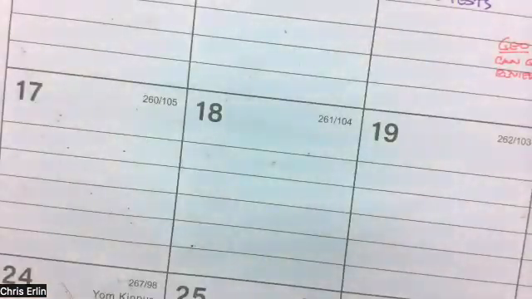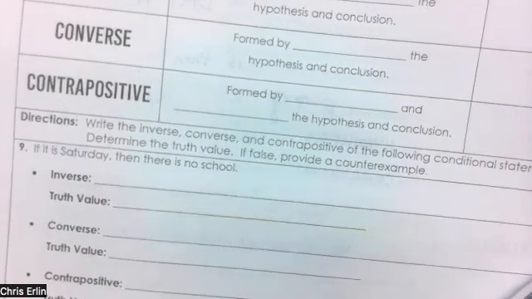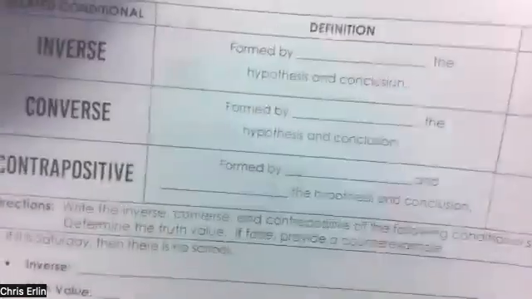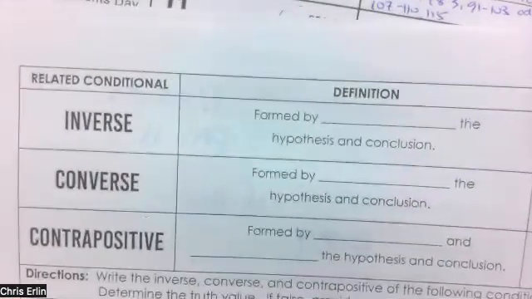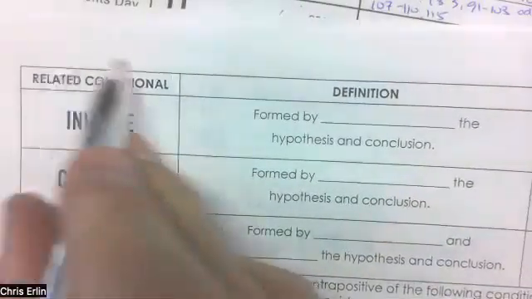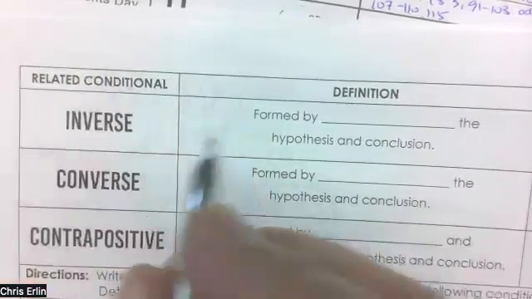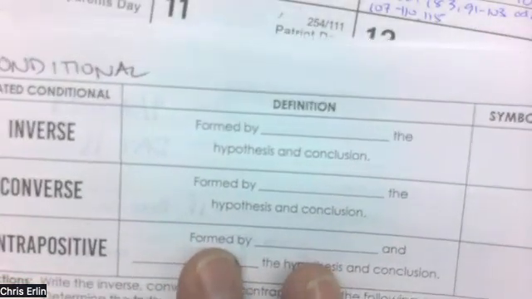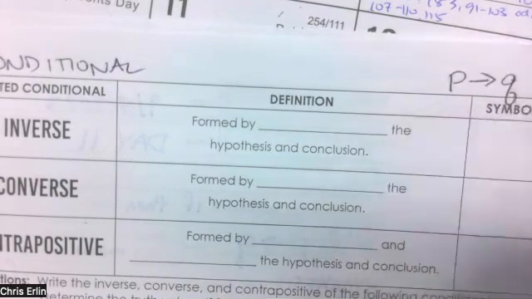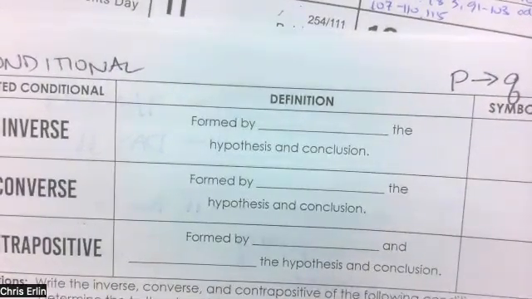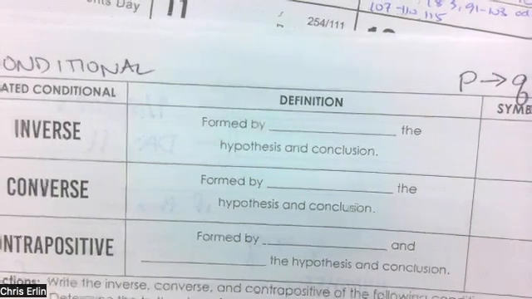Okay, let's go to page 2. We're going to find value in using conditional statements in various forms. So on the top of this worksheet, would you please, above where it says related conditional, write the original conditional. And the symbolic form we said is P arrow Q, or P implies Q. Write it above these.